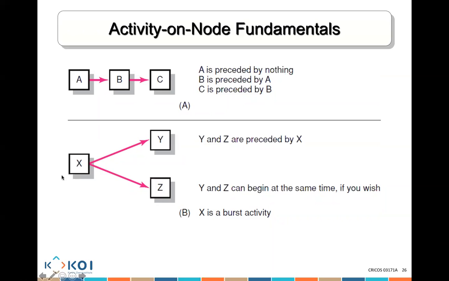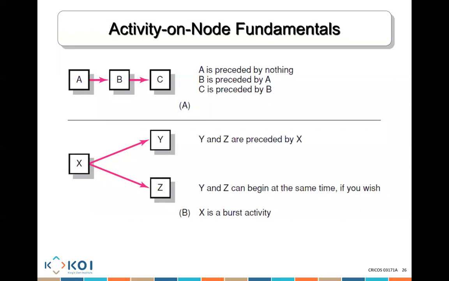Here you see, okay, there's one path, XY, and one path, XZ. Y and Z, what's before them? X, they're preceded by X. Y and Z are parallel, which means Y and Z could start at the same time, but do not have to start at the same time. We can if we want to. X is a burst activity. Why? Because there's one activity and there are 2 activities coming from that specific one activity.